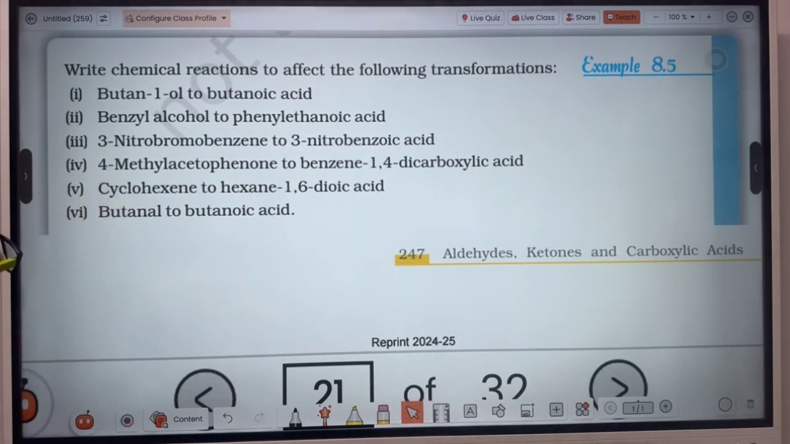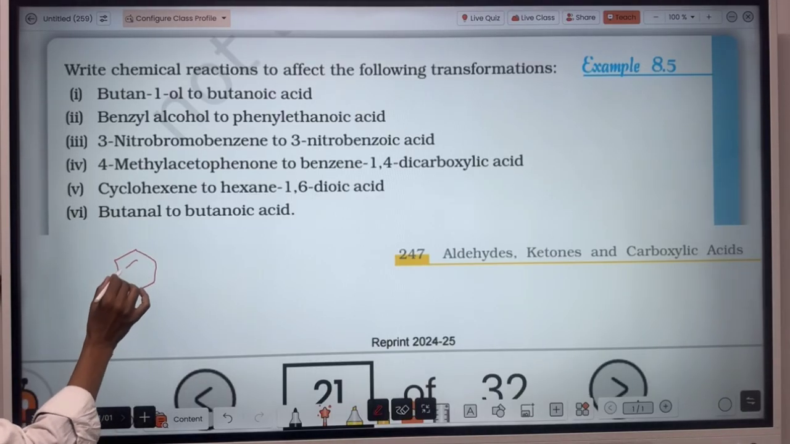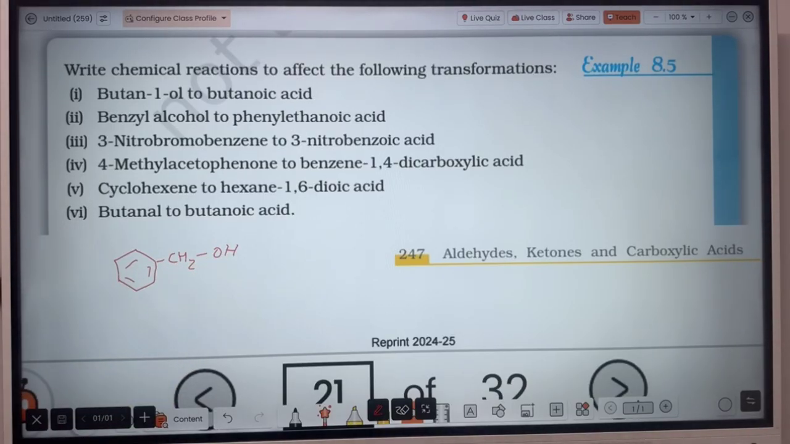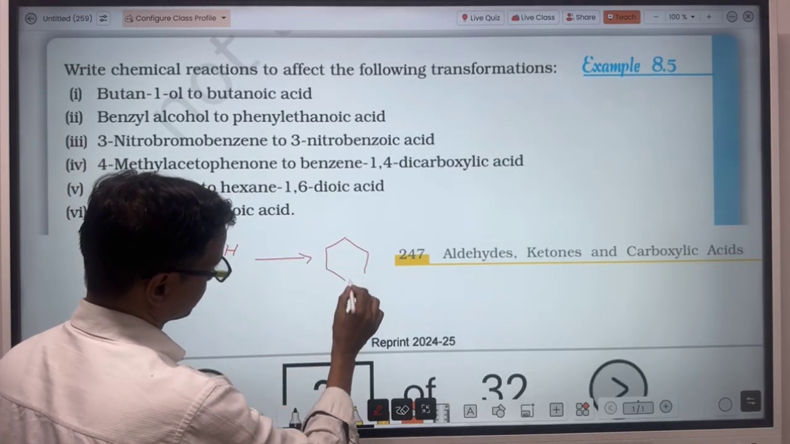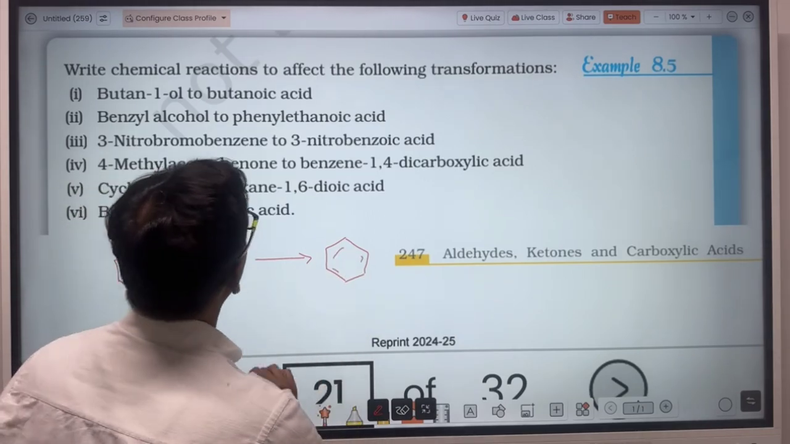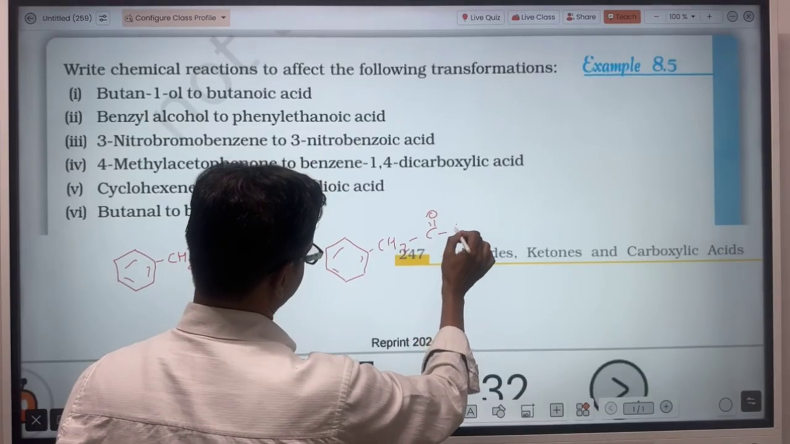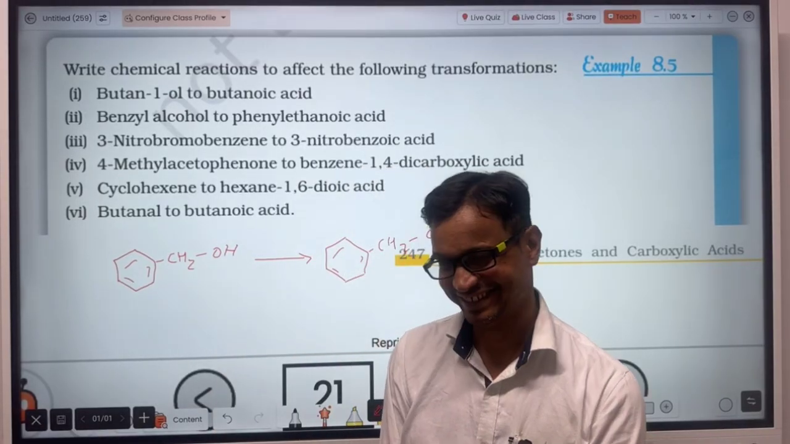Second one is benzyl alcohol to phenylethanoic acid. So what is benzyl alcohol? That means benzene is bonded to a methyl carbon, and that carbon is bonded to OH. That is benzyl alcohol or benzylic alcohol, and you will have to convert this structure to phenylethanoic acid. So phenyl here and ethanoic acid. Okay guys, how to do this question?